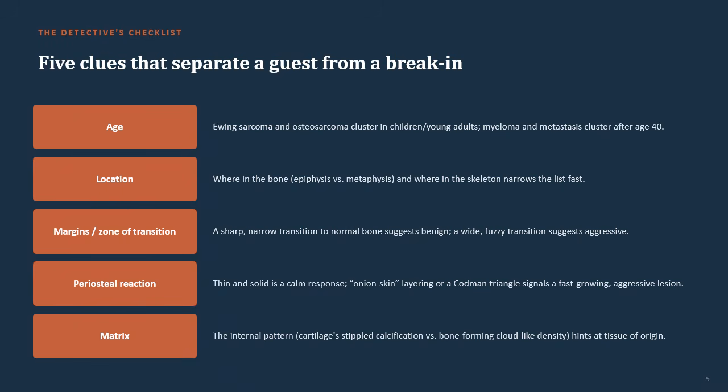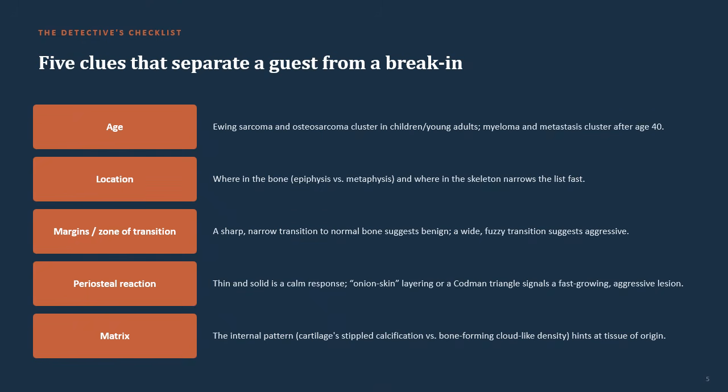All right, the next thing that we're going to look at is the periosteal reaction. So we're looking for things like a thin, solid transition. That's showing you that it's a calm transition. Or we're looking for an onion skin layering or a Codman triangle. That's going to signal that it's a fast growing lesion.